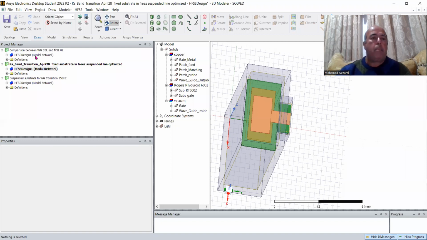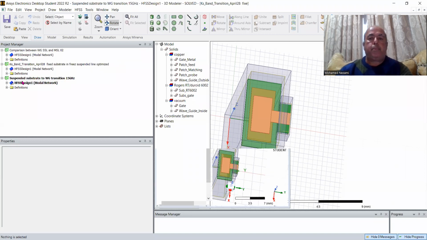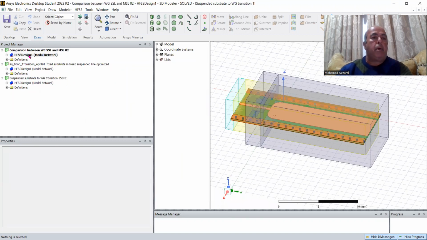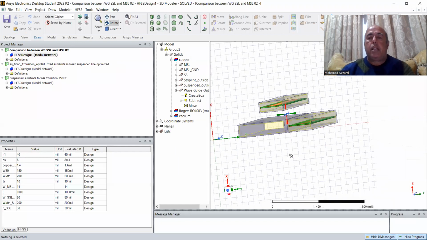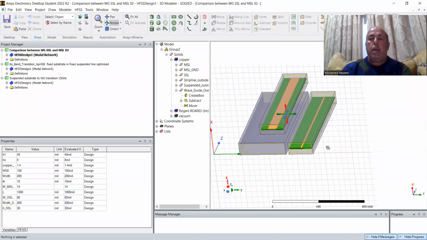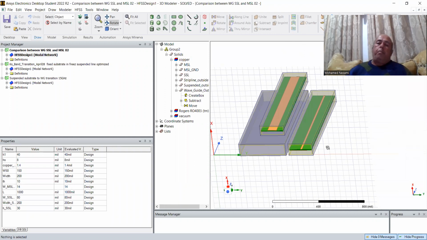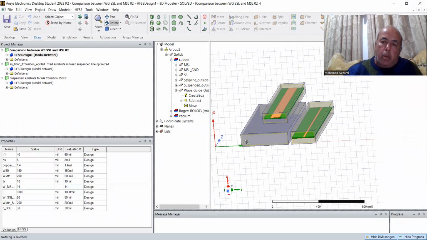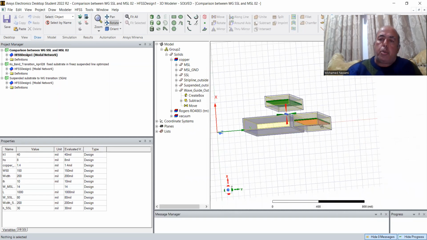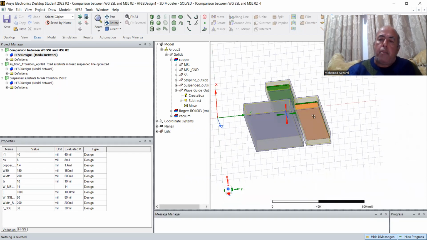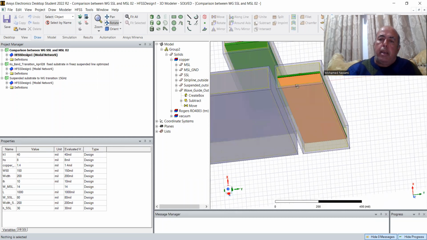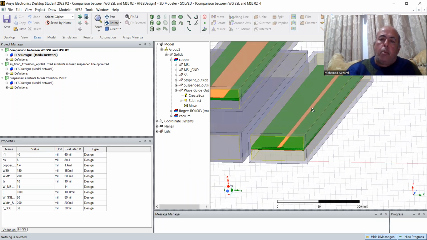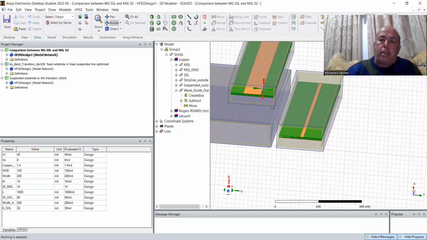So I set up a little experiment that we'll come back to. Here's a little experiment where I show little pieces of the suspended line. Here's a suspended line, a waveguide, and a microstrip line. The microstrip line is the one where you have the ground plane underneath it, and the suspended line doesn't.